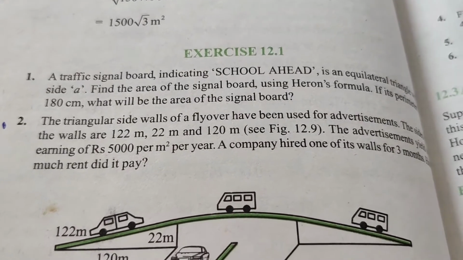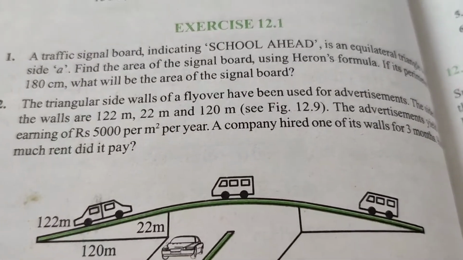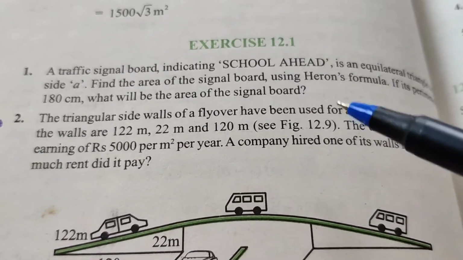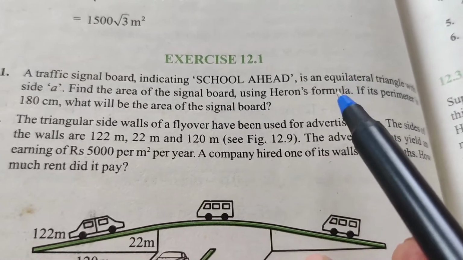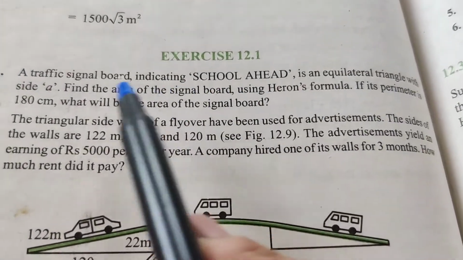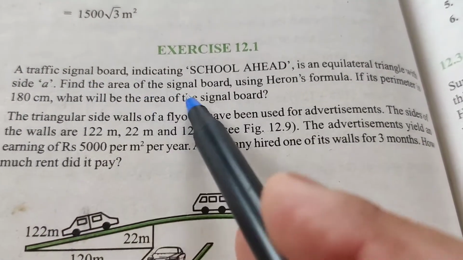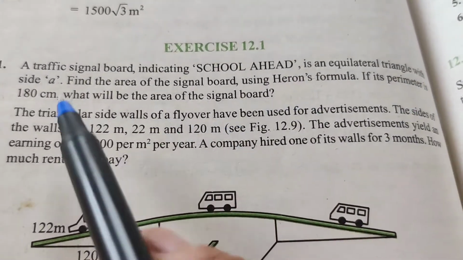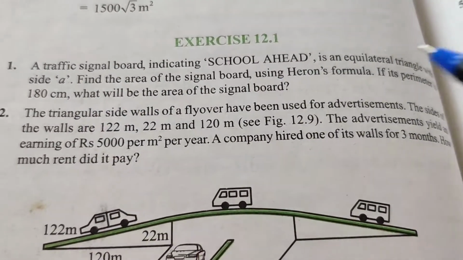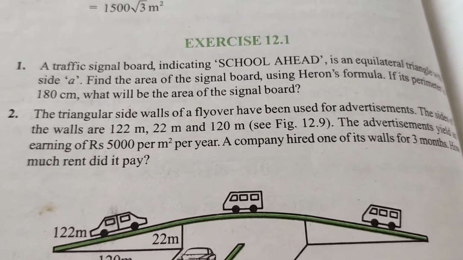Heron's formula. The chapter is Heron's formula, exercise 12.1. A traffic signal board indicating school ahead is an equilateral triangle with side A. Find the area of the signal board using Heron's formula. If its perimeter is 180 cm, what will be the area of the signal board?